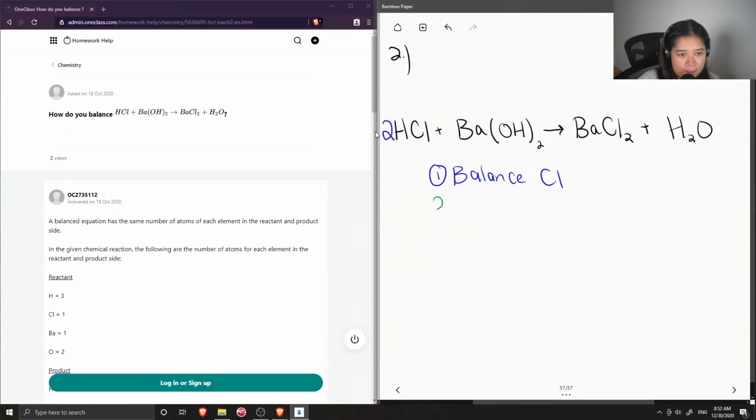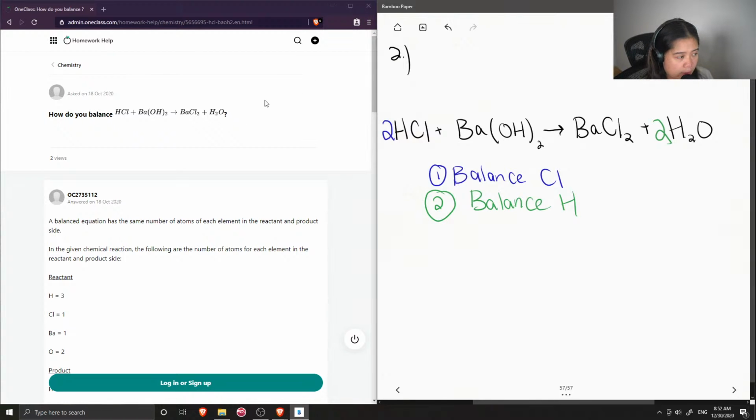And after we put the coefficient in front of HCl, you'll notice that I now have more hydrogens on my reactant side. So the second step is just to balance out my hydrogens. Since we have 4 on this side, I'm going to put a coefficient of 2 in front of water. Now let's double check to see if everything is balanced. 2 oxygens, 1 barium, 2 chlorines, and 4 hydrogens on both sides.